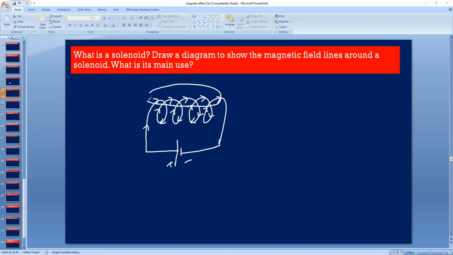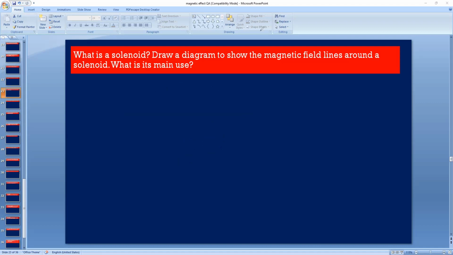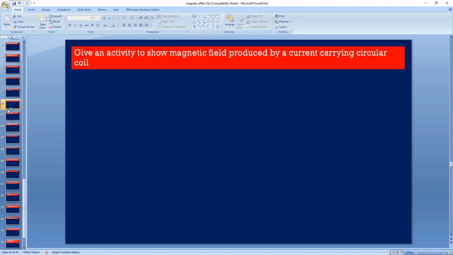At the top end and the bottom surface, the magnetic field lines are north to south. Through the axis, south to north. This is it. Next, give an activity to show the magnetic field produced by a current carrying circular coil.